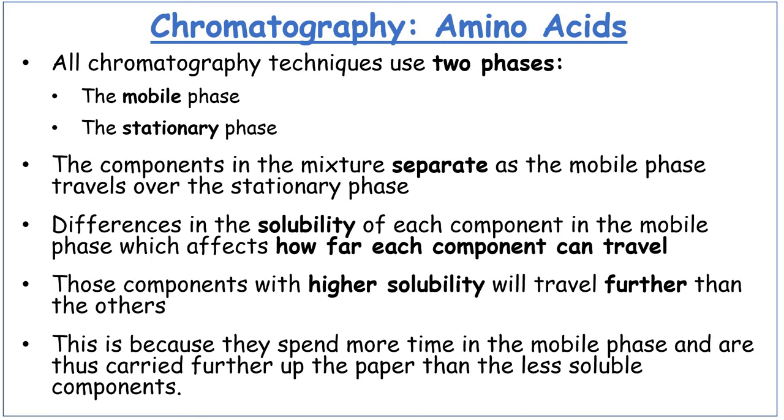Differences in the solubility of each component in the mobile phase affect how far each component can travel. Those components with higher solubility will travel further than the others. This is because they spend more time in the mobile phase and are thus carried further up the paper than the less soluble components.